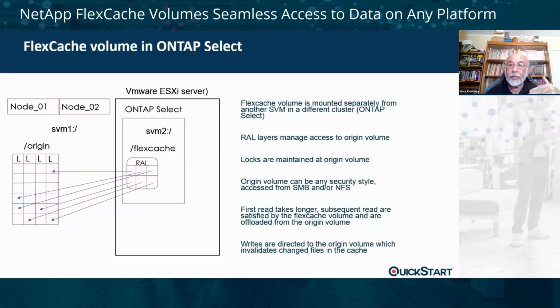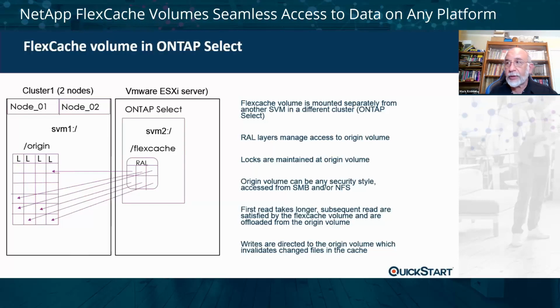Now, this is also supported with ONTAP Select. With ONTAP Select, I can run essentially a virtual or software implementation of clustered ONTAP as a single node cluster inside of a VMware server, for example. Okay. And so now I don't need a physical controller. I can create this cache anywhere I happen to have an ESX server. Everything else basically works the same.